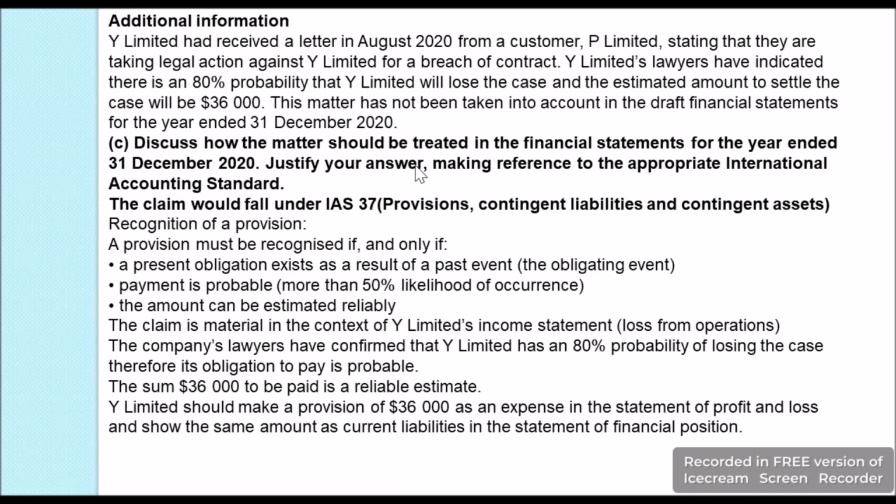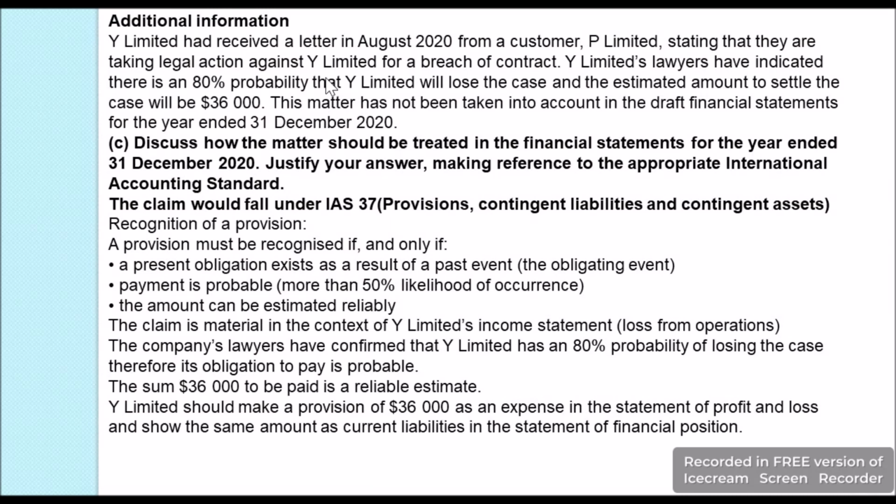We have to justify our answer making reference to appropriate IAS standards, that is International Accounting Standard. The treatment of this matter in the financial statement falls under IAS 37. This IAS 37 deals with provisions, contingent liabilities and contingent assets. And this states that a provision has to be made under the following circumstances: when a present obligation exists as a result of a past event, then the payment is probable, that is, it should be more than 50% likelihood that the event will occur, and the amount is estimated reliably.